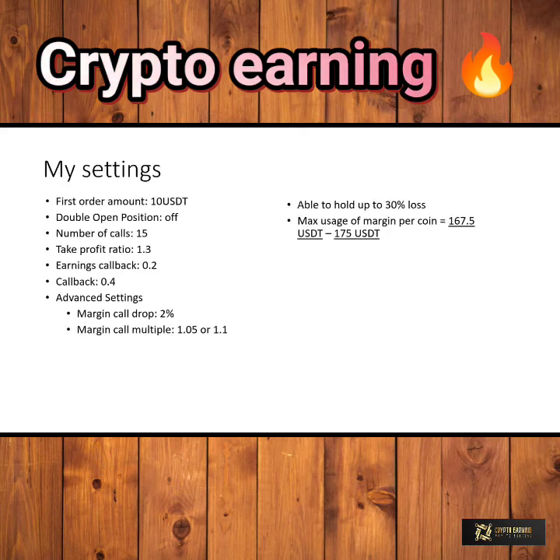This is my current settings I used to run my bot. It is able to take up about 30% of a fall once it reaches its max call, and the max amount of margin used is about 167.5 USDT to 175 USDT for each coin. I am sure that there are better settings outside, but this suits me well.